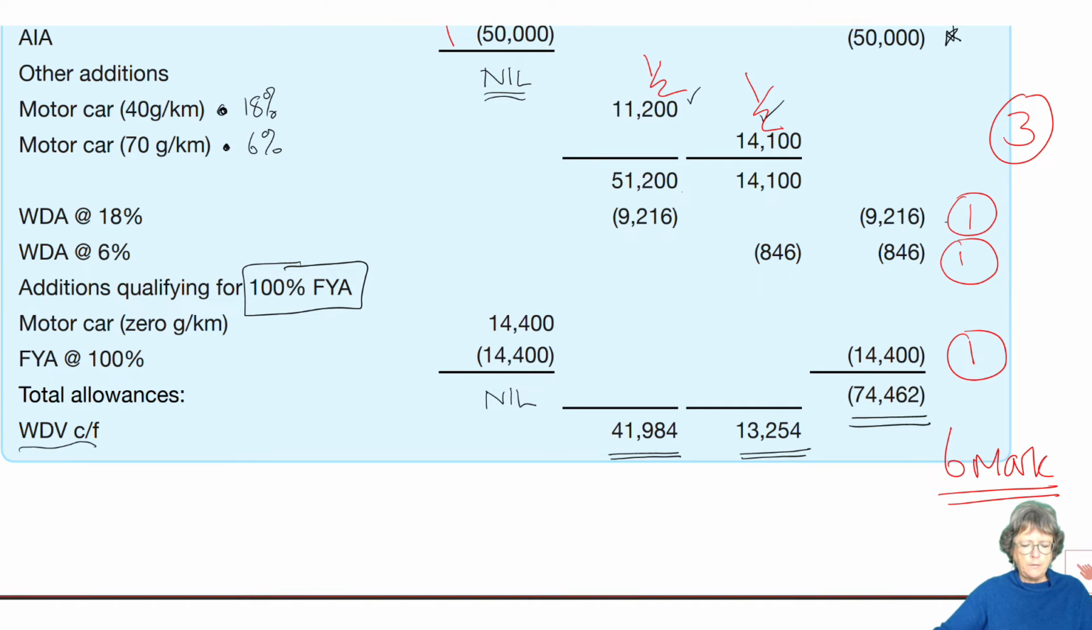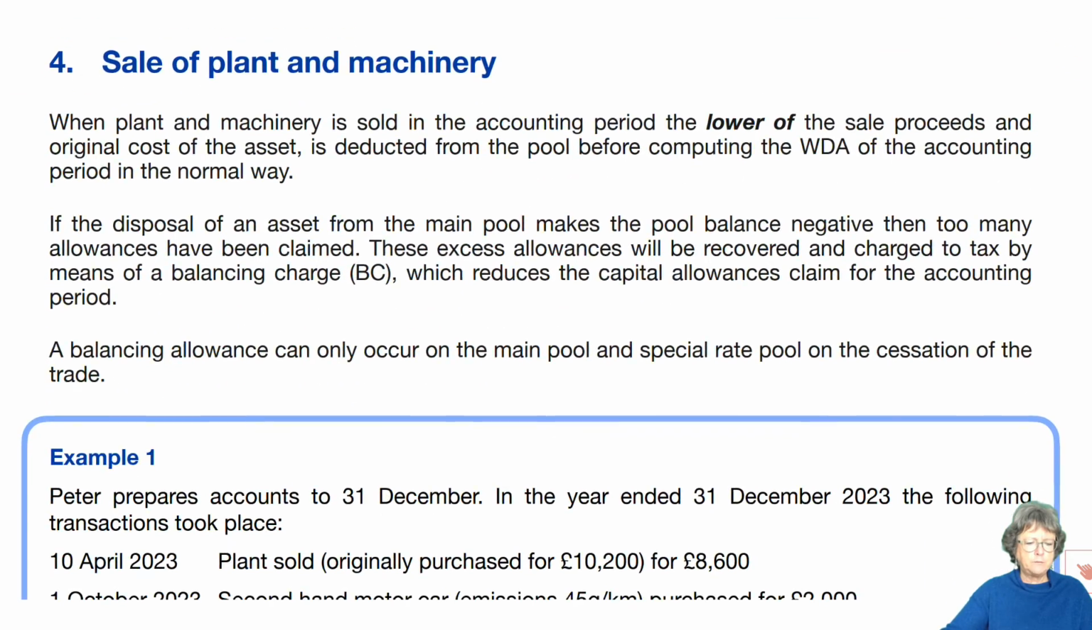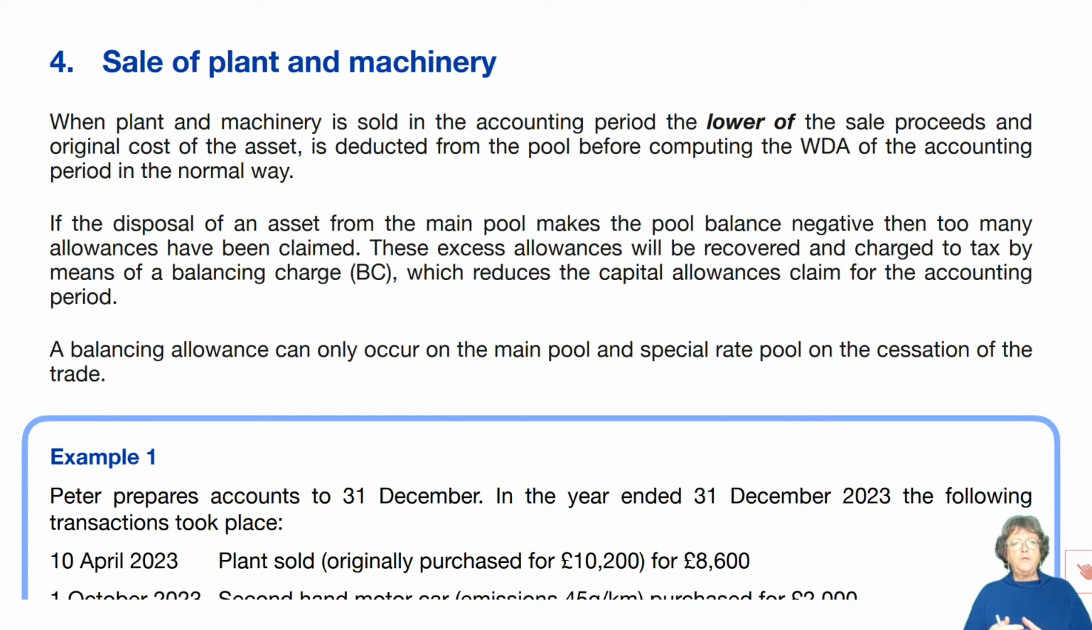So what happens when we then sell our plant and machinery? How do we remove that from the computation after we've put all our additions in? So when plant and machinery is sold in an accounting period, the lower of, we're still in the red, sales proceeds and original cost. Okay, so it's the lower of the two.